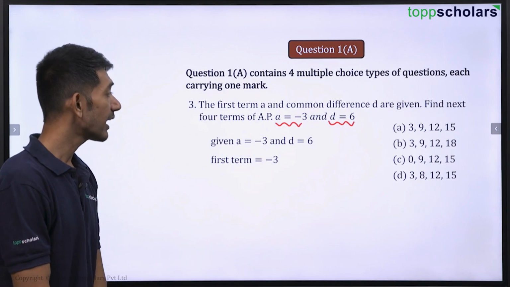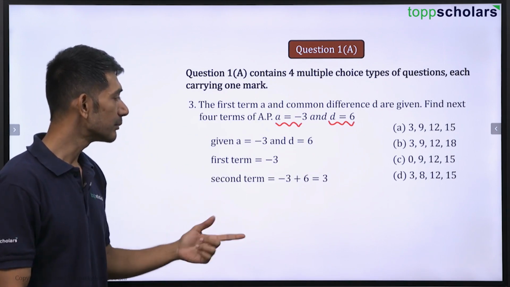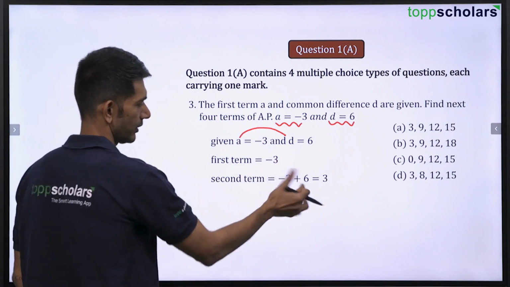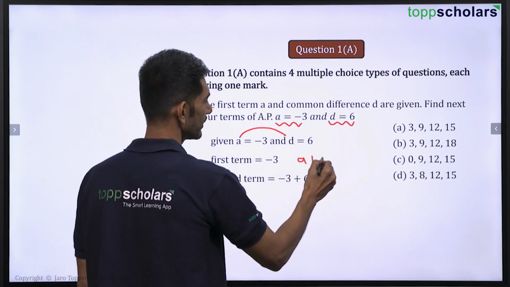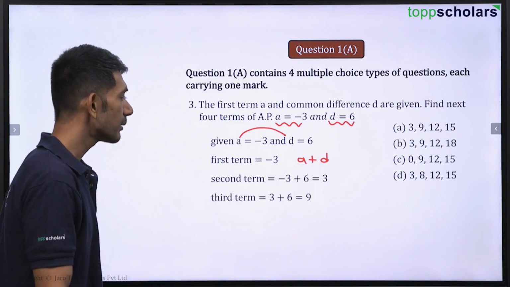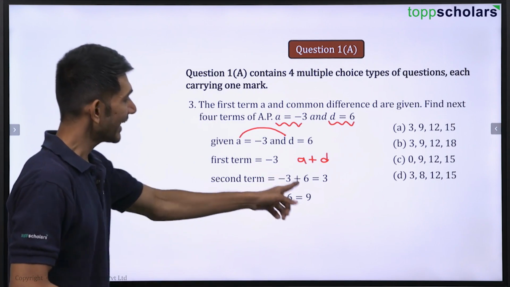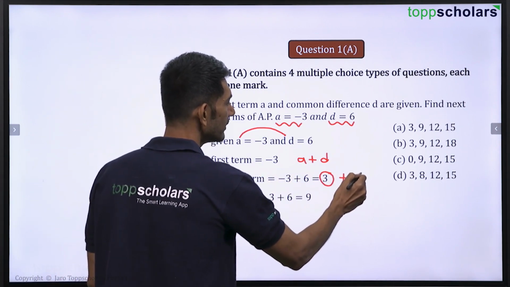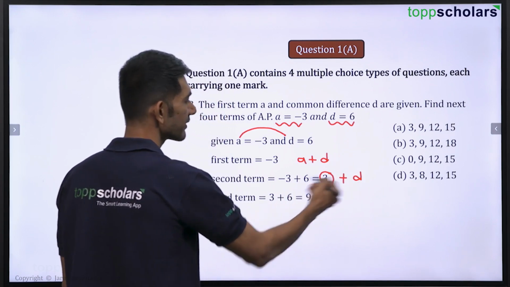First term is minus 3. How do we find out the second term? Second term is A plus D, right? You can also write it down systematically, A plus D. So A plus D is minus 3 plus 6, that is 3. Third term is what? Second term plus D, right? So this is the second term. You add D to it, that is 3 plus 6, that is 9.